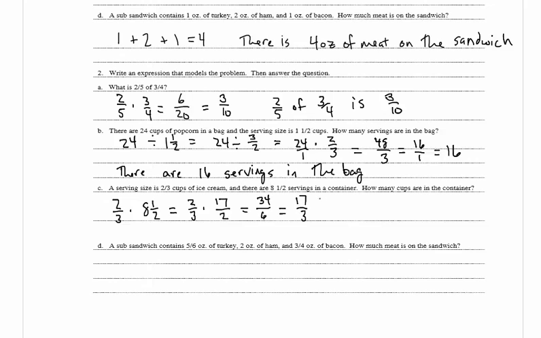And we could also write this as a mixed fraction if you want to know how many whole cups there were and the remainder. So 17 divided by 3 is 5 with a remainder of 2. So we could write this as 5 2/3. So 5 2/3 cups. So there are 5 2/3 cups in the container.